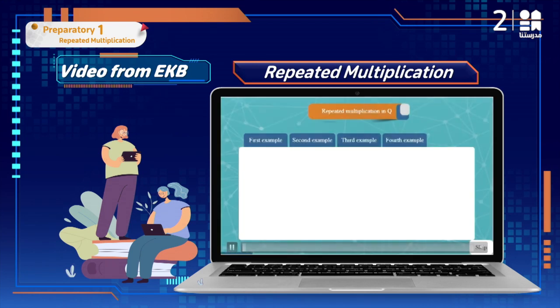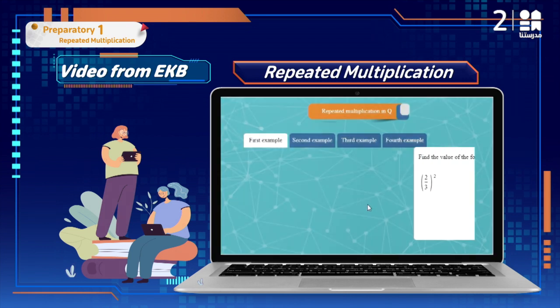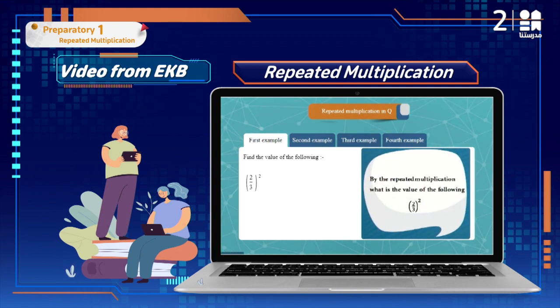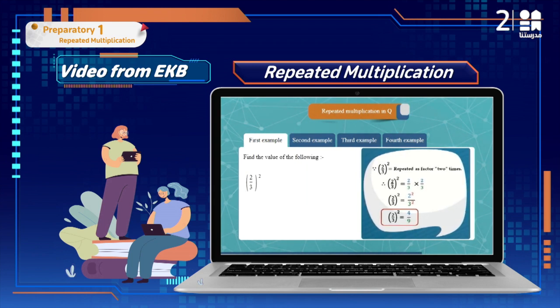After we have recognized the meaning of the repeated multiplication in Z and applied it on rational numbers Q, now it's time to apply these rules and solve examples. Let's start. Find the value of the following: 2 over 3, all to the power 2, by the repeated multiplication. We ought to apply the repeated multiplication in Q, where 2 over 3 has been repeated as a factor 2 times. So, 2 over 3 multiplied by 2 over 3 equals 4 over 9. To solve another example, press on the next tab.